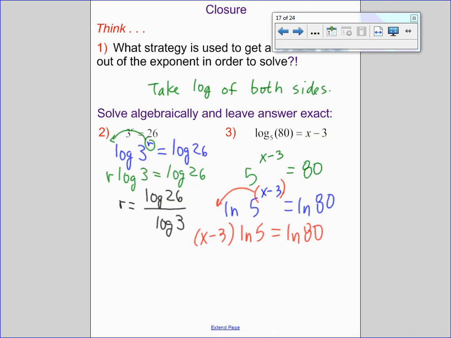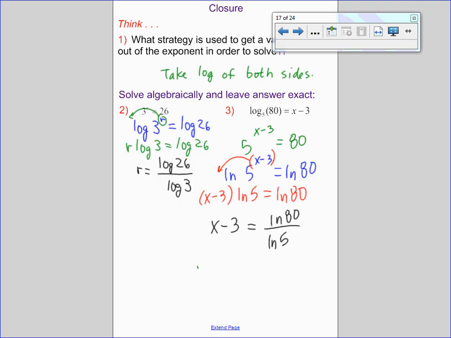And then division, we'll get the variable expression x minus 3 alone. And finally, we can finish it out through addition. In order to finish it out, we have to now add 3 to both sides. So my final answer would be given by exactly x equals ln of 80 over ln of 5, and then plus 3 after the fact. And this looks similar to several that you guys had in your logarithmic equations activity.